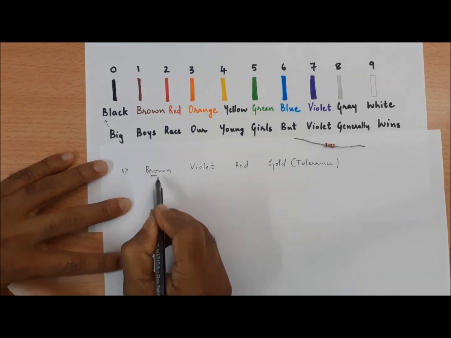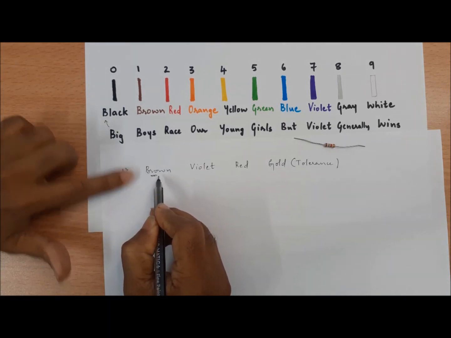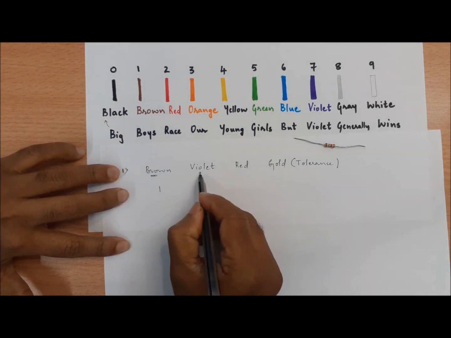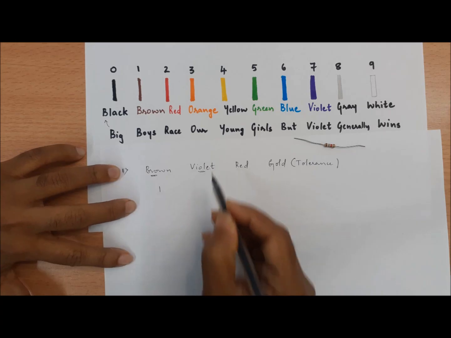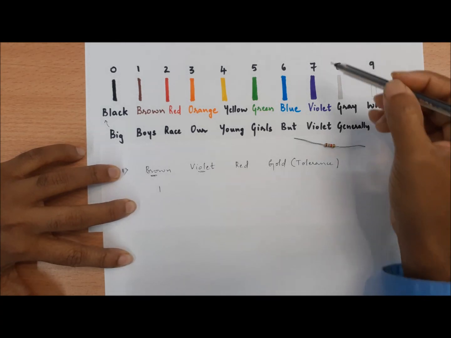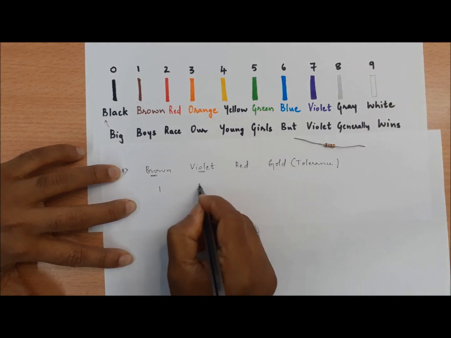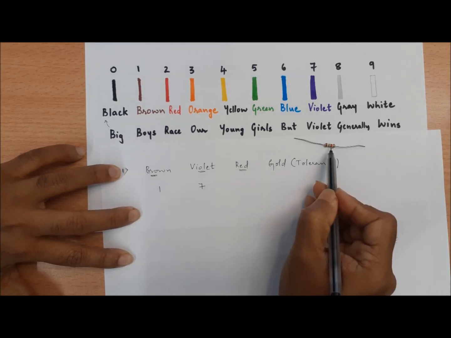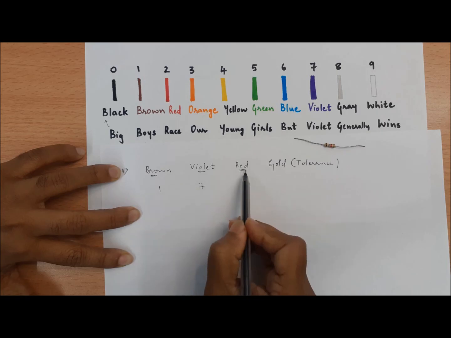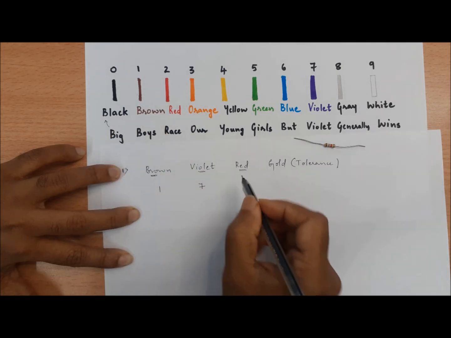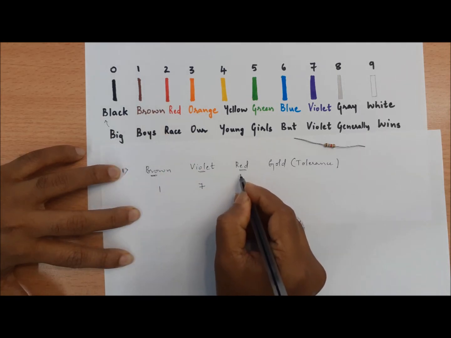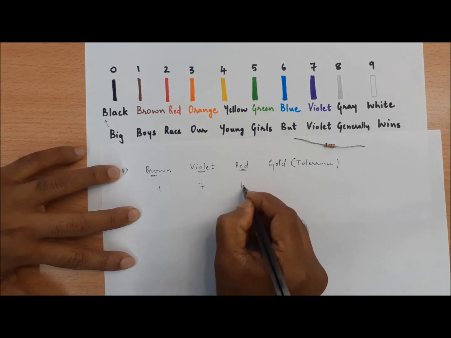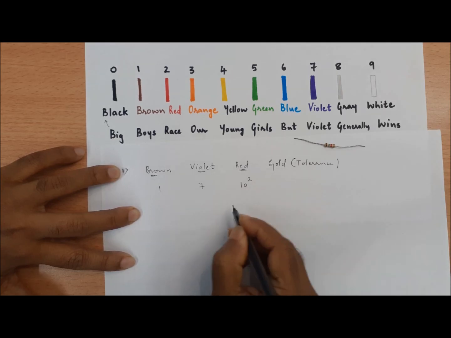Now the first band, because it is brown in color, its corresponding number is 1. The second band, which is violet in color, its corresponding number is 7. The third band, which is red in color, its corresponding number is 2. Now the third band represents the multiplier. So it is 10 raised to 2.